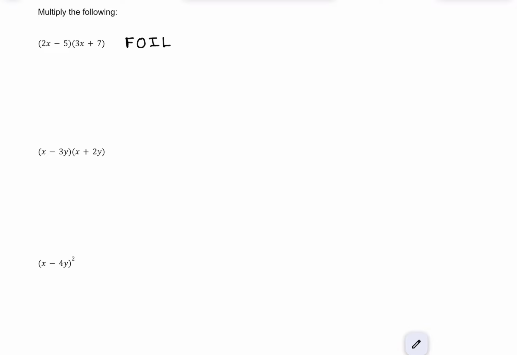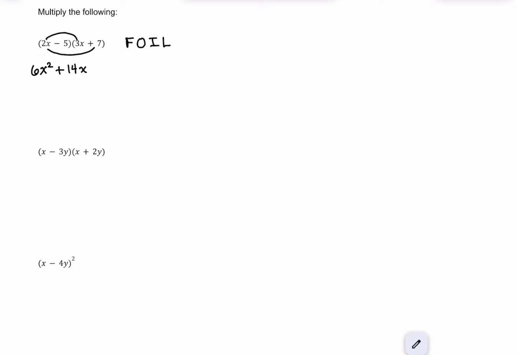So in our first example, we have 2x minus 5 multiplied to 3x plus 7. Our first are 2x and then times the 3x. Well, 2x times 3x gives me 6x squared. Then our outer terms is 2x multiplied to the 7. So 2x times 7 is a positive 14x.